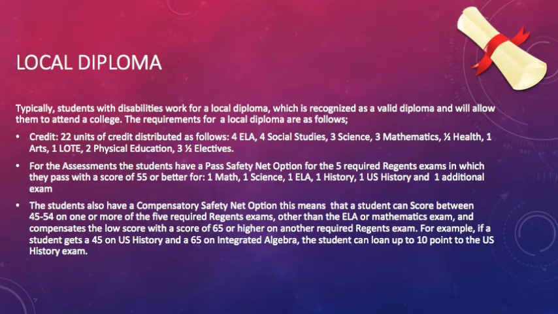4 in ELA, 4 in social studies, 3 in science, 3 in math, a half in health, 1 in art, 1 for a language other than English, 2 physical educations, and 3 half electives. For the assessment component, the students have a safety net option for the 5 required Regents exams in which they pass with a score of 55 or better for 1 math, 1 science, 1 ELA, 1 history, and either 1 additional exam in math, science, or history.